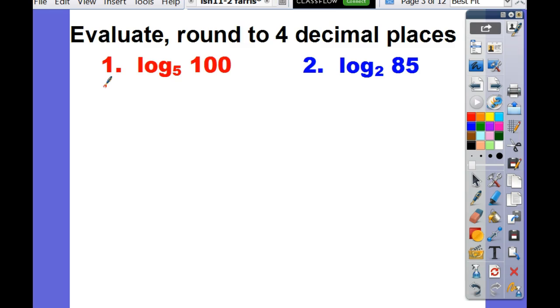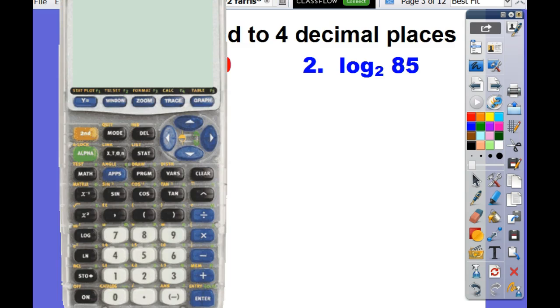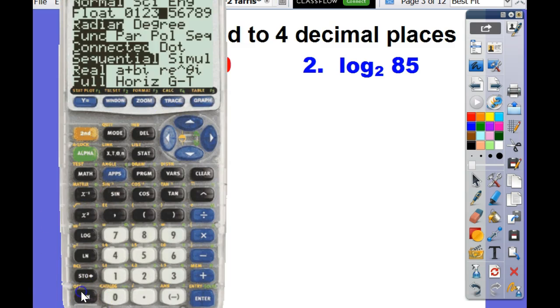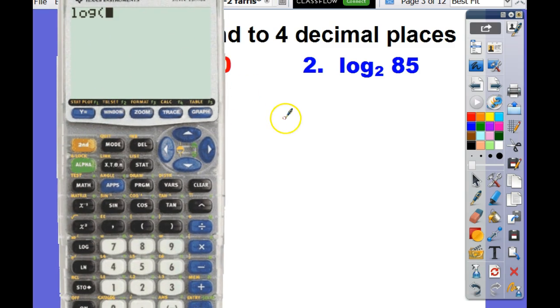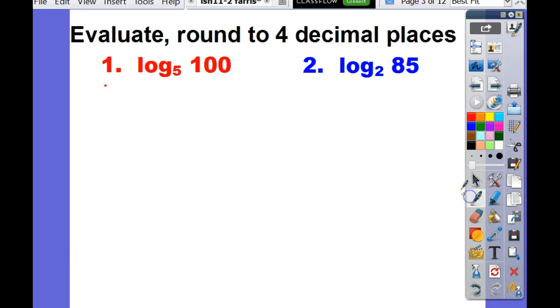So, what base do I want to change it to? Well, I want to change it to base 10, because if I change it to base 10, I can use my calculator on base 10 problems. Right here on my calculator, this log is log base 10. And so that's why I'm changing it to base 10, so I can use my calculator.